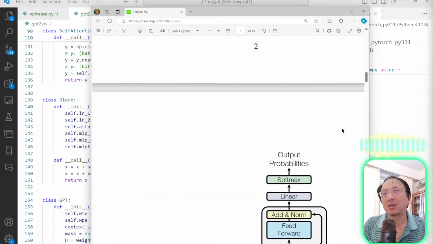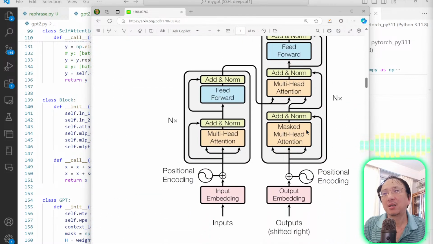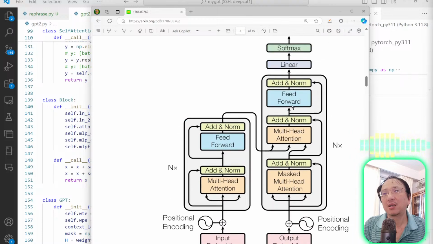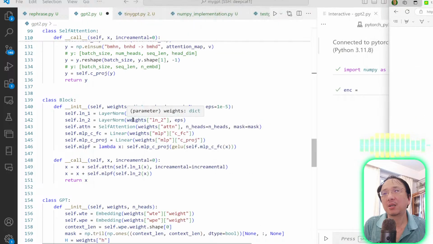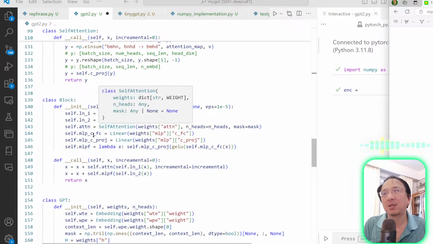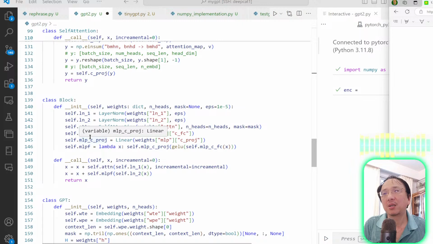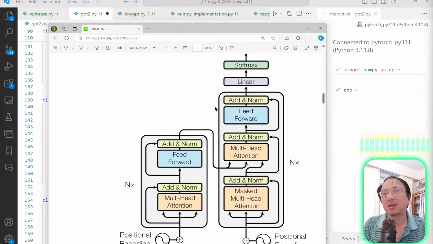The graph right here. So basically we have multi-head attention, masked multi-head attention, and a norm right here. And finally we just feed forward and output it. So you can see that we have linear layer 1, linear layer 2, and attention, and the last MLP. The MLP is the feed forward part right here.